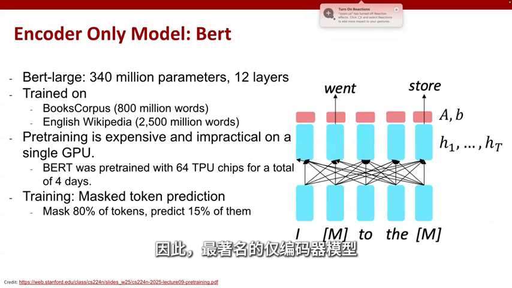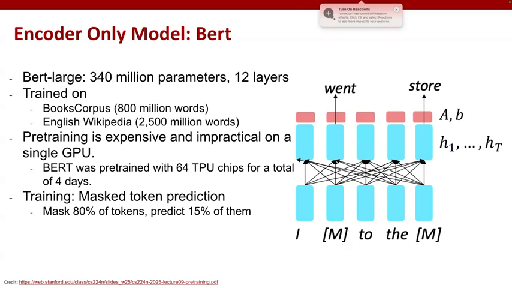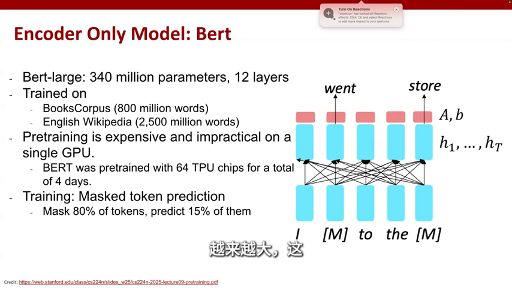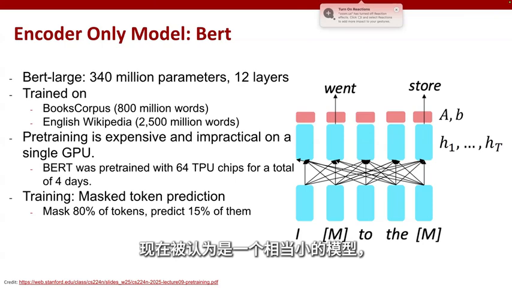So the most famous encoder-only model is called BERT. It was introduced in like 2018. It has 340 million parameters. And at that time, it was considered a pretty large model. But right now, because large language models are getting increasingly larger, this is considered a pretty small model.